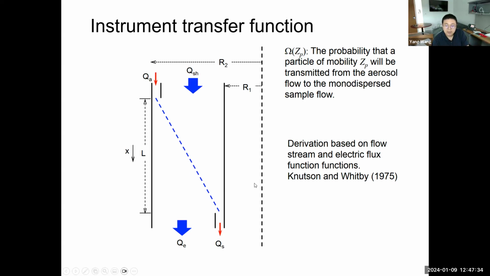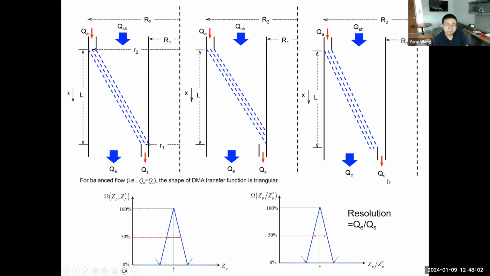And on this topic, I would have to say there's a very classical paper published by Knutson and Whitby, right? I would treat that as a Bible for the DMA system. It has a very elegant derivation of the transfer function for cylindrical DMAs. You can feel free to go through those equations, and it will probably take 1 hour for you to derive all of these transfer function equations.